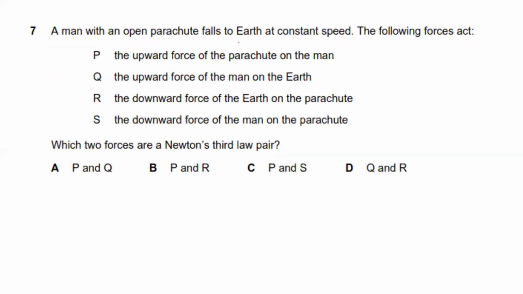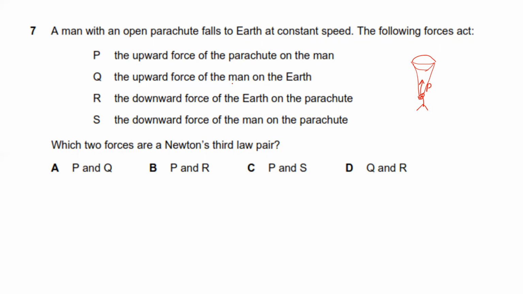Next, question 7. It says a man with an open parachute falls to earth at constant speed. The following forces are acting on the man. So let's first of all draw a parachute. Draw a man coming down on a parachute. Number 1, P, the upward force of the parachute on the man. So this is force P that is acting.